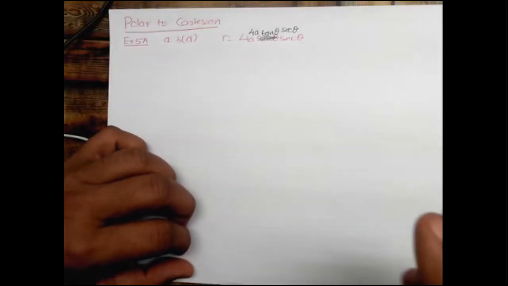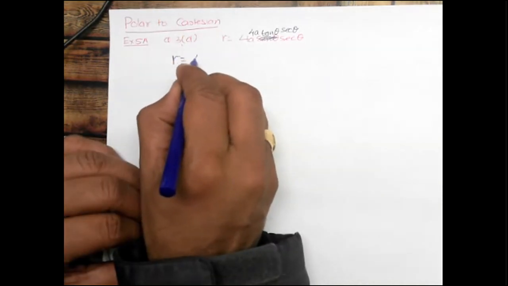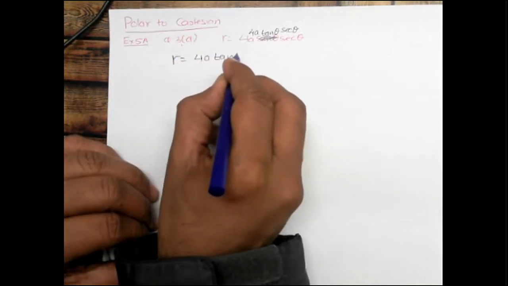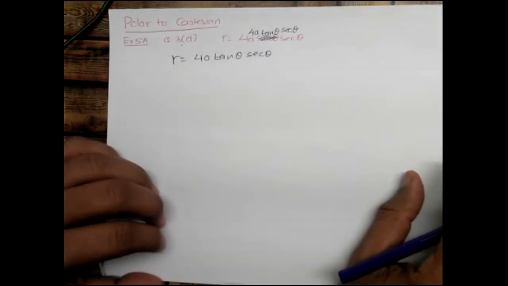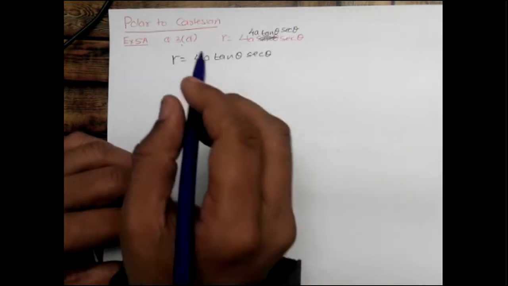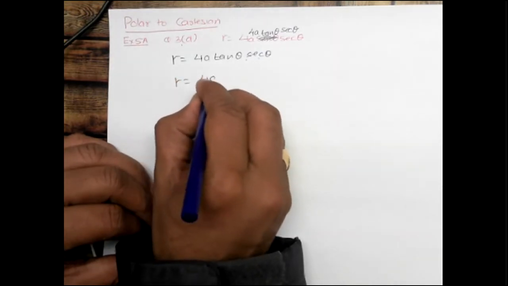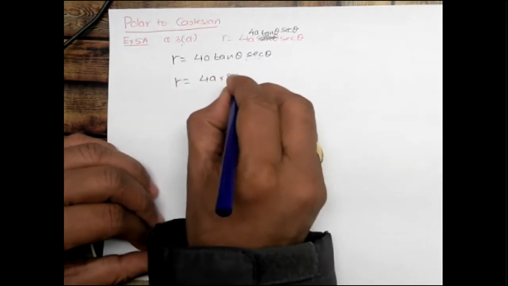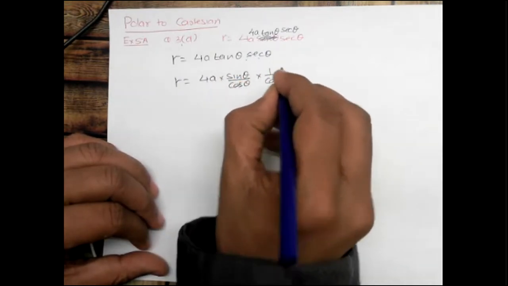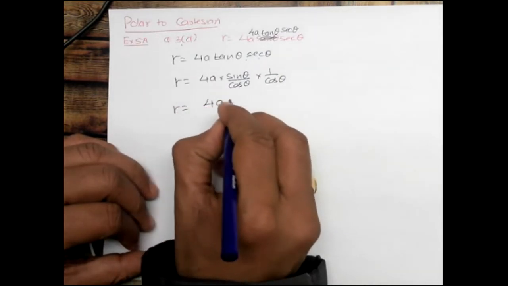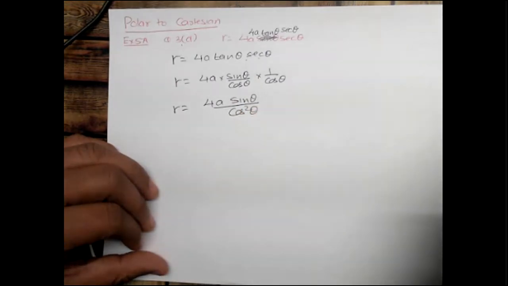We picked a question, which is exercise 5A, question 3d. The question is r equals 4a tan theta sec theta. We're going to try and change this into Cartesian. Step 1, change everything in terms of sine and cos. So r equals 4a times sin theta over cos theta times 1 over cos theta. So I get r equals 4a sin theta over cos squared theta.